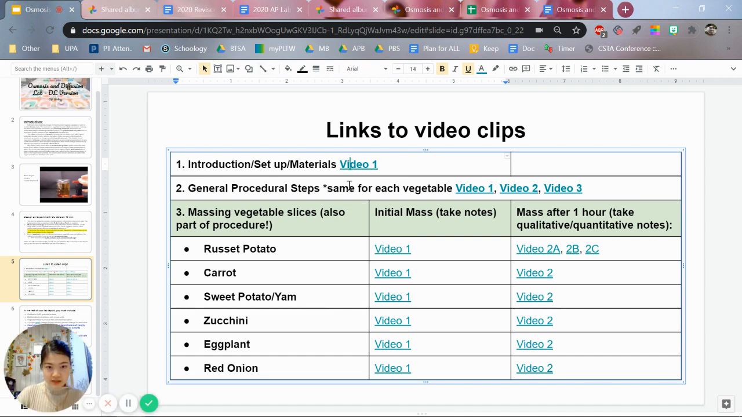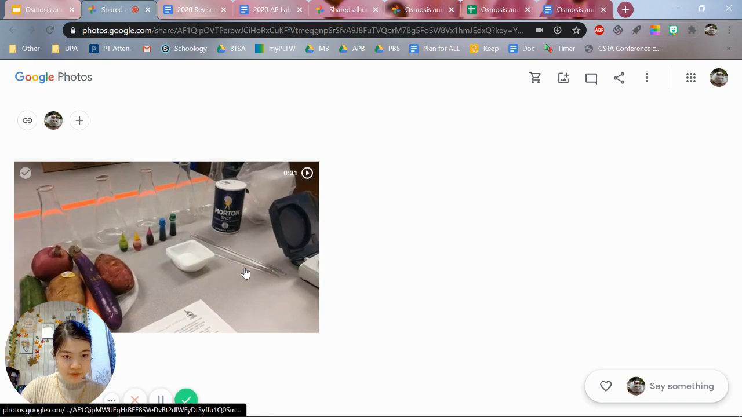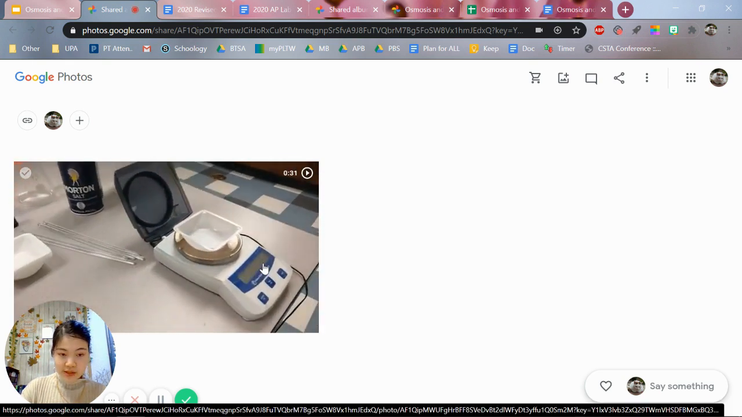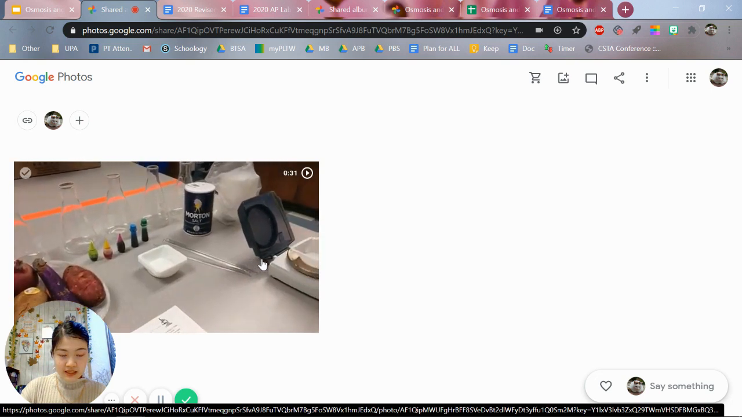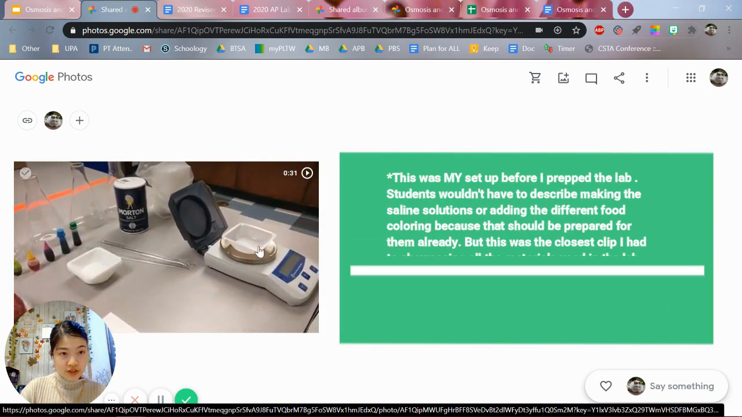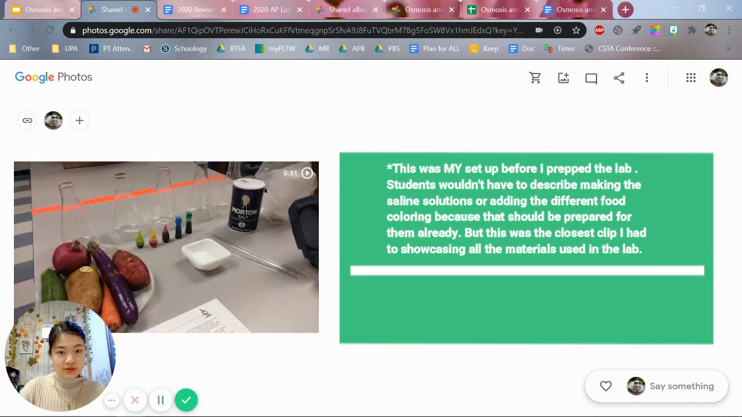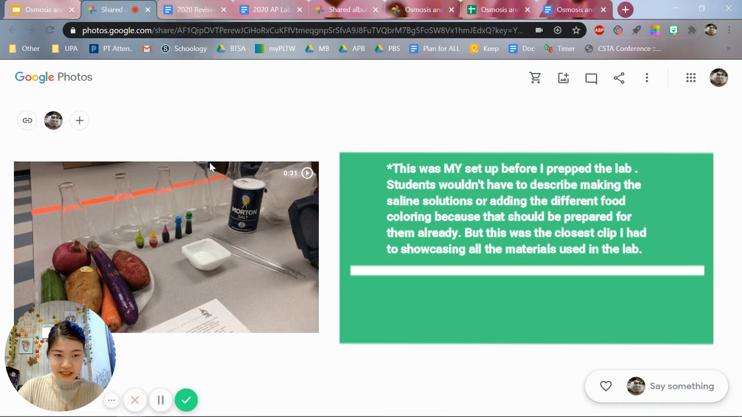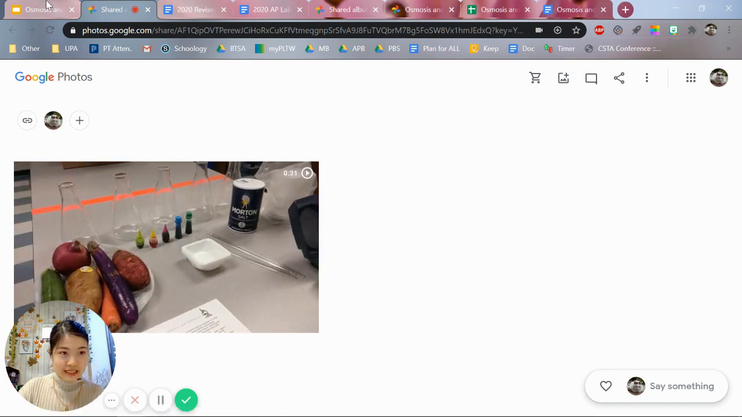So each of these links, the first one I just opened, is the introduction, setup, and materials. Students can view this and see what my basic setup was, and they can use it to fill out the materials section of the lab report. I told my students to imagine that they were me and they were the ones doing this lab, and everything I did, they did. I just wanted them to pretend that they were the one doing it.